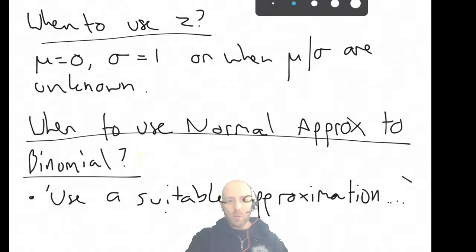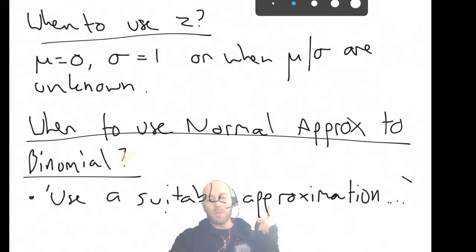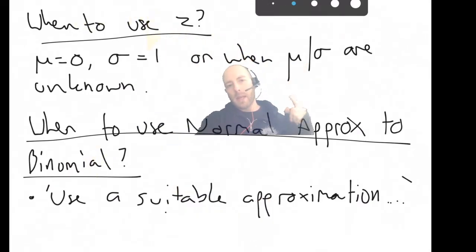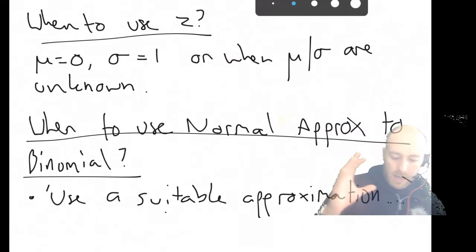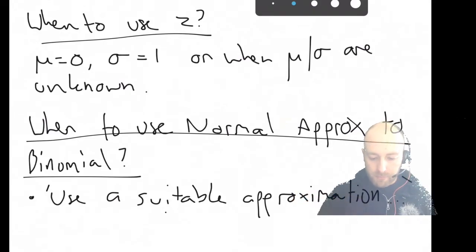And when should you use the normal approximation to binomial? When it tells you to use a suitable approximation. So that should be pretty obvious, those ones. These ones never need mu or sigma, and the rest should be pretty easy to spot the difference between your normal and your binomial. So we're going to try a load of these today.